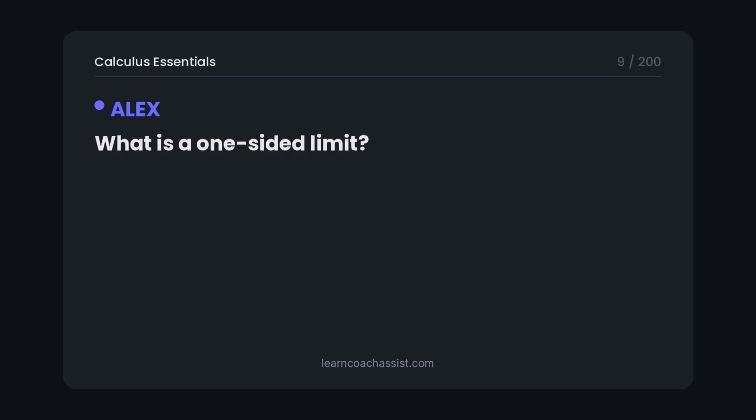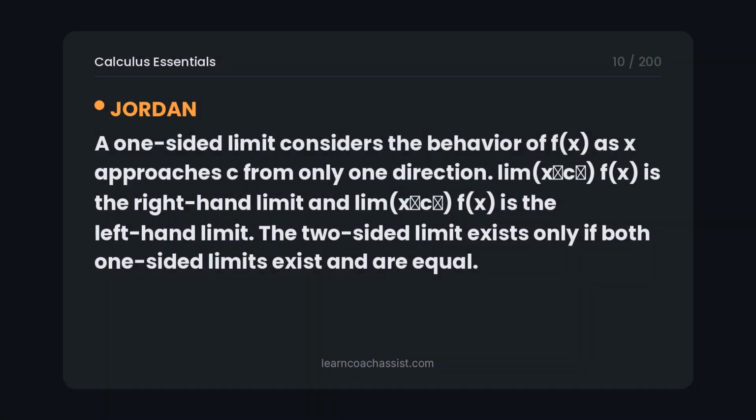What is a one-sided limit? A one-sided limit considers the behavior of f(x) as x approaches c from only one direction. Lim x→c+ f(x) is the right-hand limit and lim x→c- f(x) is the left-hand limit. The two-sided limit exists only if both one-sided limits exist and are equal.